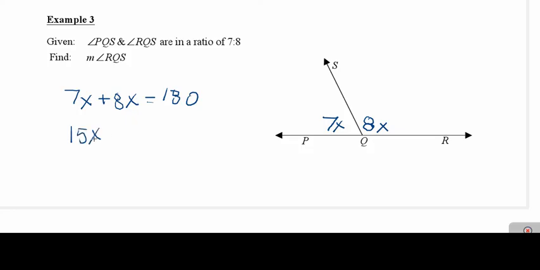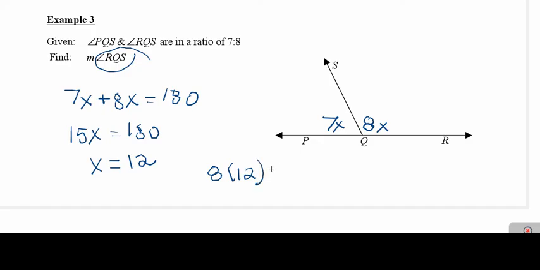So therefore, 15x has to equal 180, and if we divide by 15, x must be equal to 12. But the question is asking us to find the measure of angle RQS. If we look at our diagram, we've labeled RQS as 8x. So we need to take 8 and multiply it by x, which we found to be 12. And 8 times 12 gives us a final answer of 96 degrees.